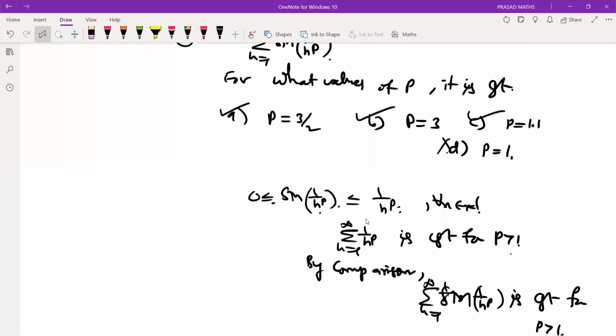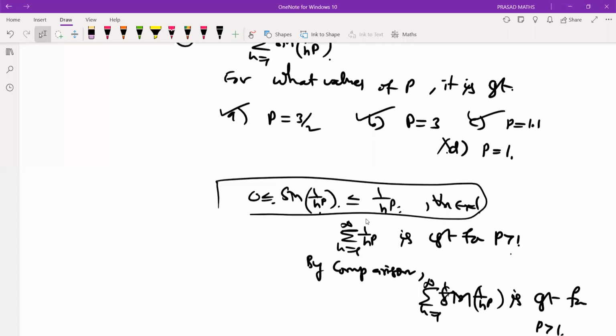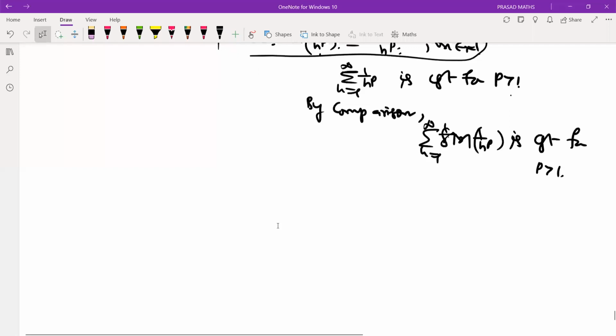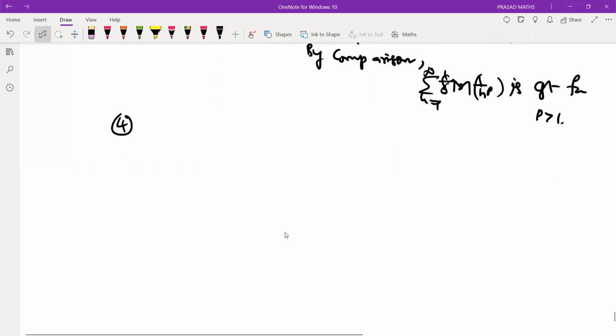Therefore, this is a very, very important inequality, Jordan's inequality. Using Jordan's inequality, one can conclude this. Suppose you take another problem. This is also an important argument, using the comparison test. Problem number 4. What is my problem number 4?